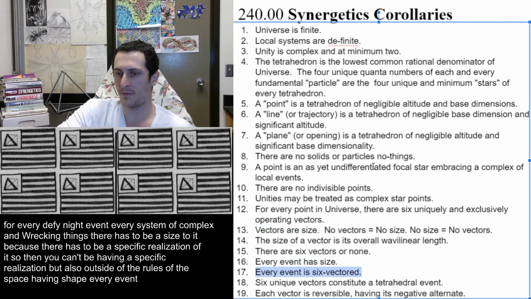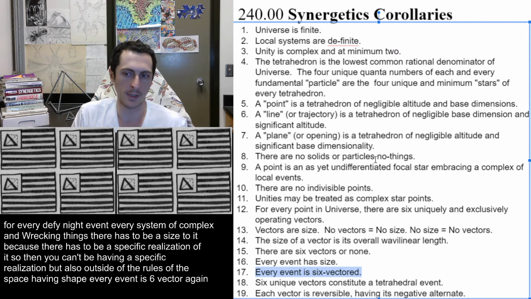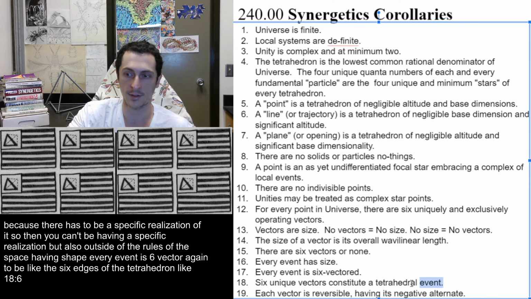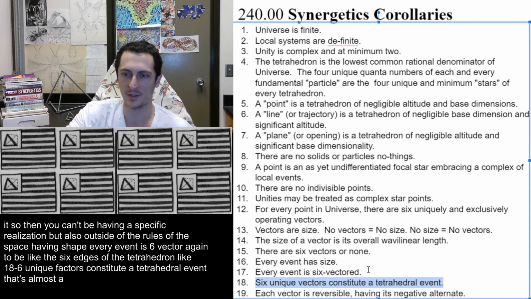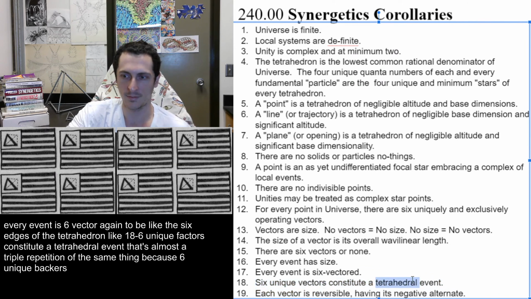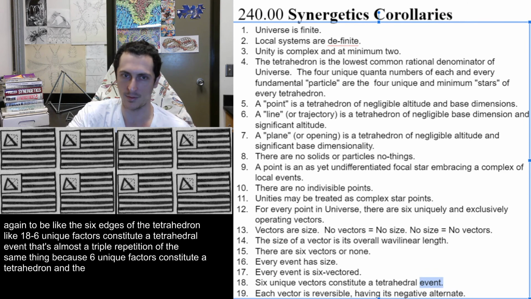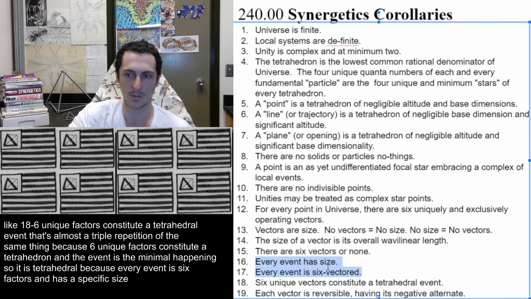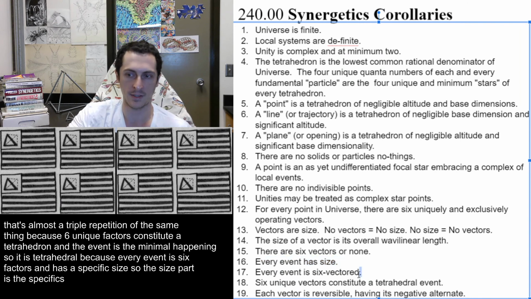17. Every event is 6 vectored. Again, could be like the 6 edges of the tetrahedron. 18. 6 unique vectors constitute a tetrahedral event. That's almost a triple repetition of the same thing because 6 unique vectors constitute a tetrahedron. And the event is the minimal happening. So it is tetrahedral because every event is 6 vectored and has a specific size. So the size part is the specifics, and the 6 vectoredness can be thought of as the abstractable.